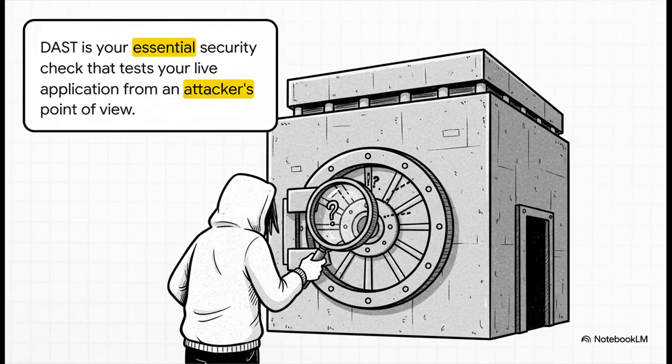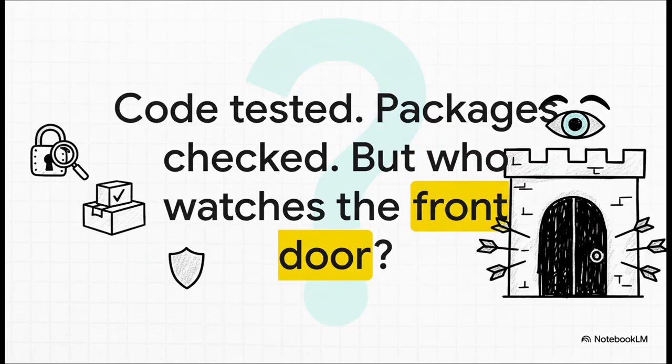So, if you're going to remember just one thing from all of this, let it be this. DAST is that absolutely essential security check that looks at your live, running application through the eyes of an attacker. And I'll leave you with this final thought to chew on. Your code can be perfect. Your software packages can be all up to date. But if nobody is actively trying to break in from the outside, who's actually watching your front door?